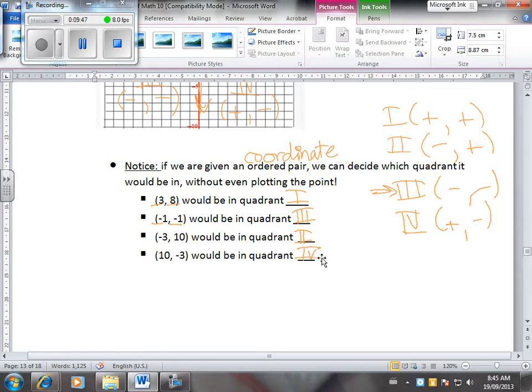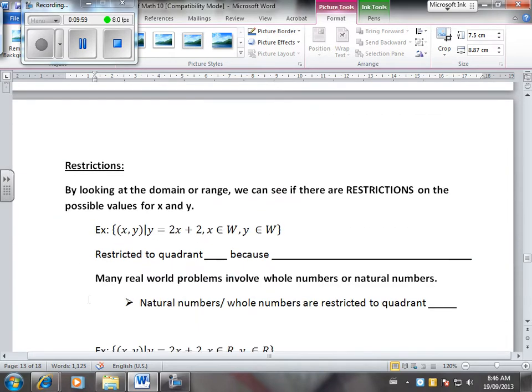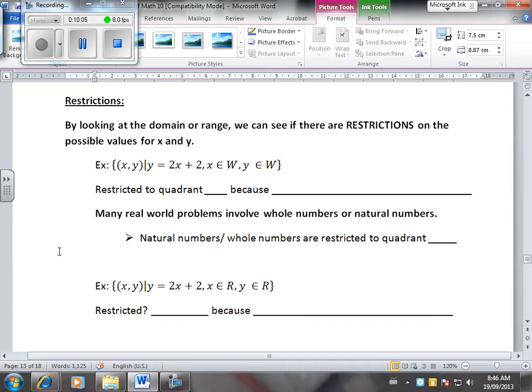Okay? So that's the origin and the quadrants, and we just have to know these words because when we move on, these are assumptions. Okay? So let's just look at this last page and then we'll be done for this week. So restrictions.